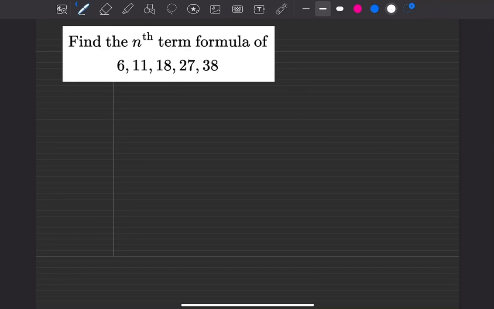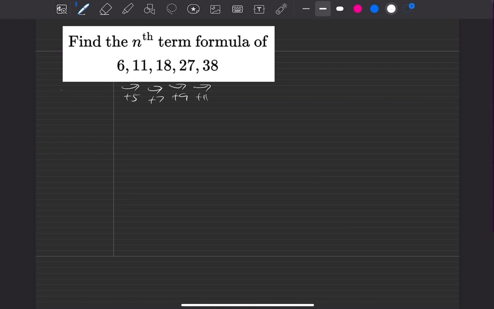Right, hello. Today we're going to find the nth term formula of this sequence of numbers. So what we need to do is always start with the first differences. From 6 to 11, it's going to be plus 5. From 11 to 17, plus 7. 18 to 27 is plus 9. And from 27 to 38 is plus 11.